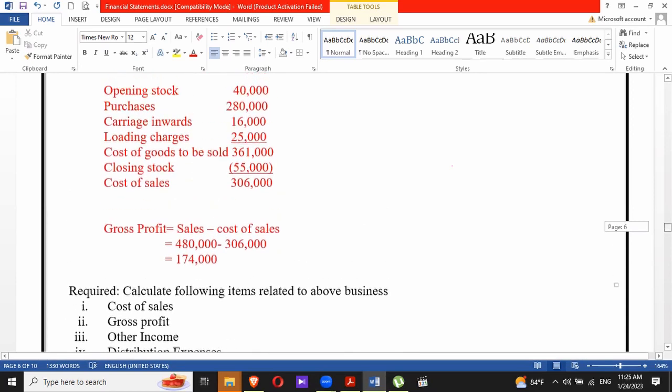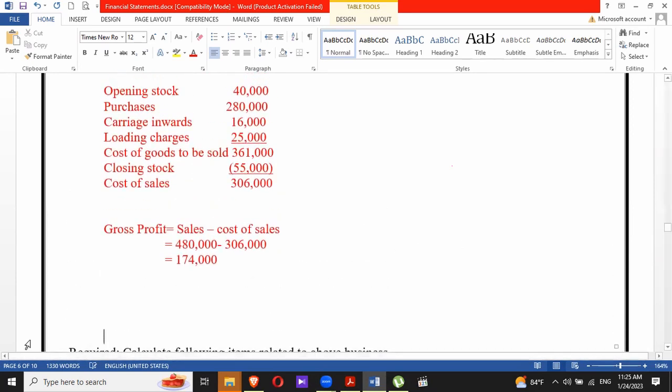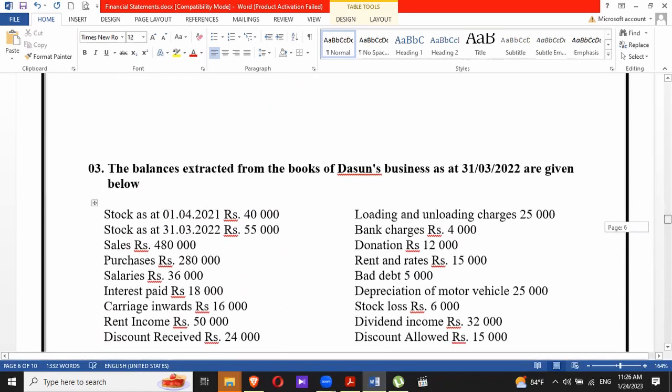Next, we are going to calculate the answer for the third part, that is other income. I have already explained that other income means the income except sales. The total income except sales, we can call it other income, right? Other than sales, there are different types of incomes: rent income, dividend income, commission income, discount received, interest income, investment income. All those incomes, we call other income. So we'll see what the other incomes given under this example are.